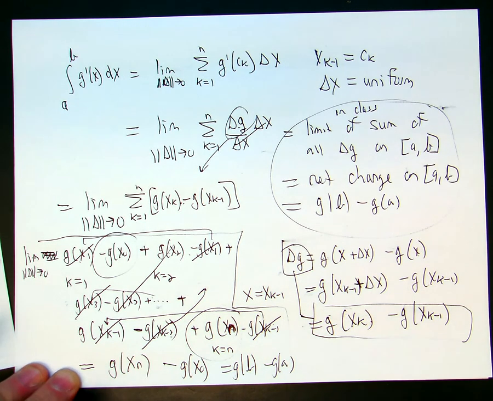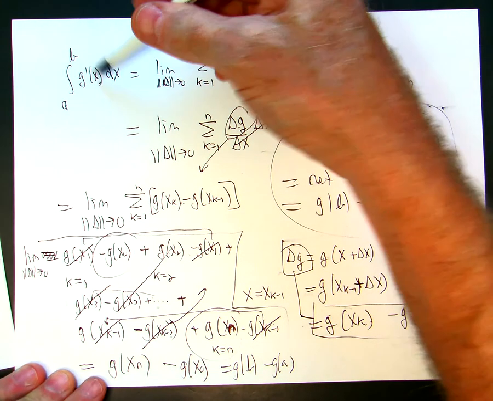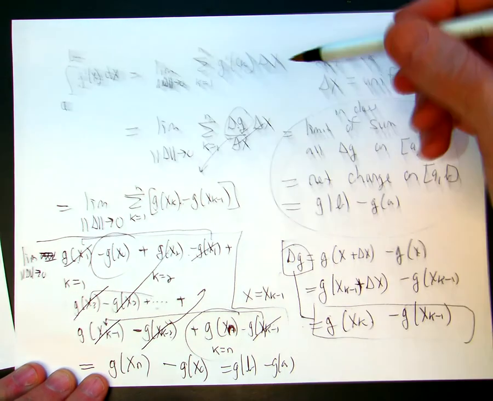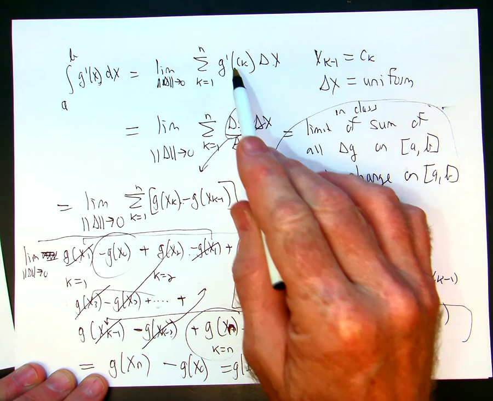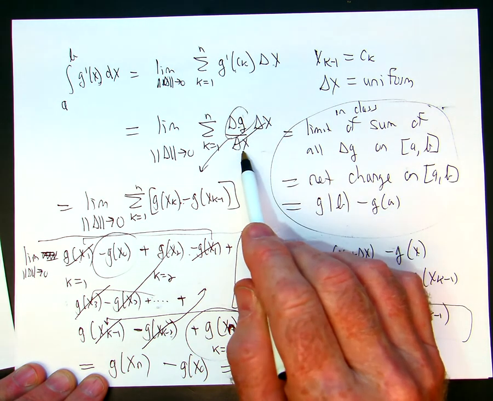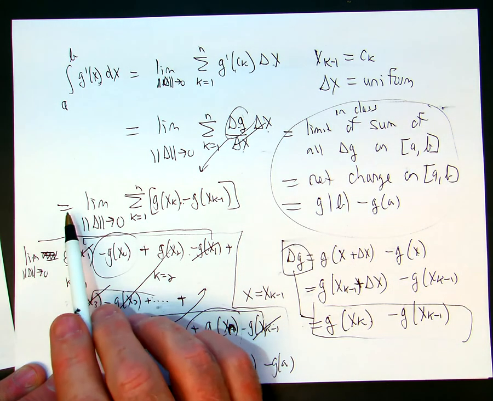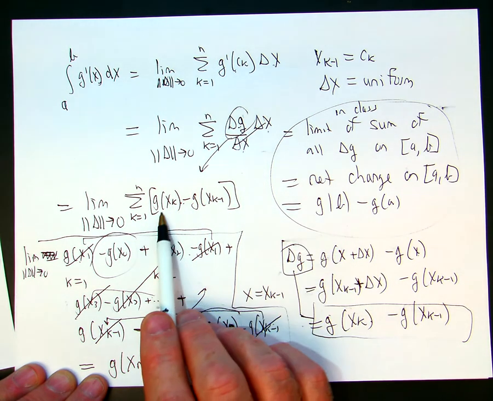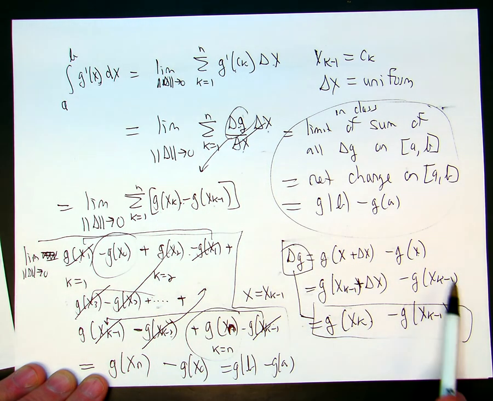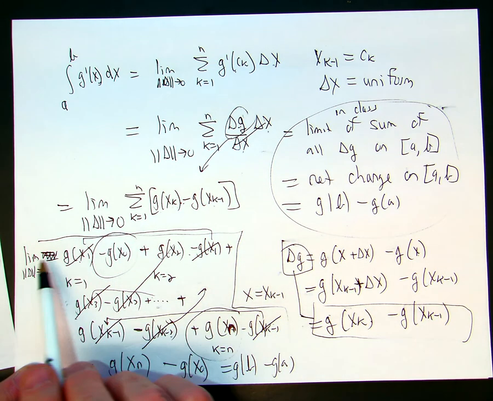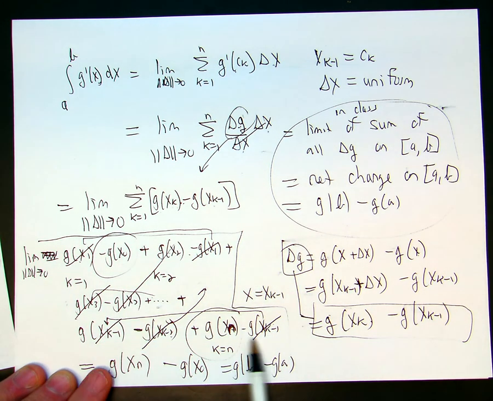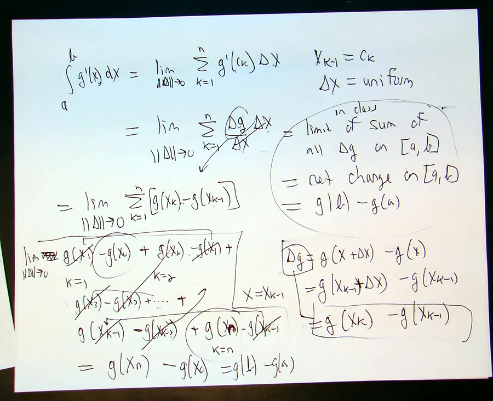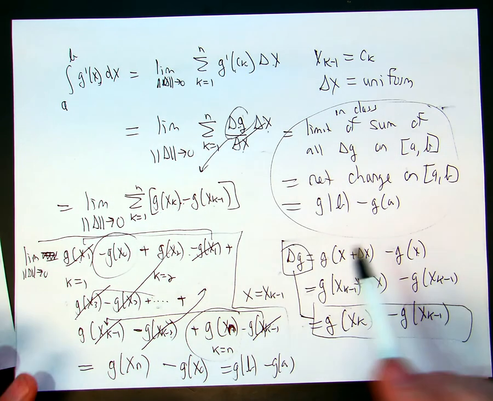So this is close to how the real proof works. Start here. We write this as a sum of the derivative. We rewrite g prime of x as delta g over delta x. Get that? Then we write out delta g as really g of xk minus g of xk minus 1, which we showed over here. Now I unwind this sum, and this is what I get. And you get what's called a telescoping sum, because you get this long sum like this, and it ends up very close, kind of like an old-fashioned telescope.